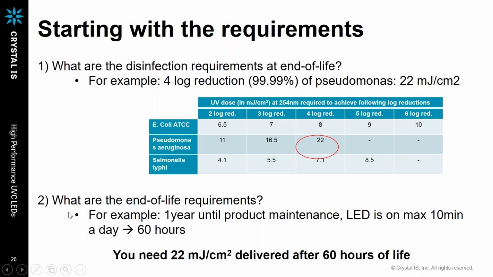What would you define as the end of life requirement? In this case, we say I have a product maintenance cycle of 1 year. The LED is on a maximum of 10 minutes a day, which is approximately 60 hours. So we are looking at 22 millijoules per square centimeter that needs to be delivered after 60 hours of life, not at the beginning of life. So not when the LEDs are brand new, but when they have been operated.